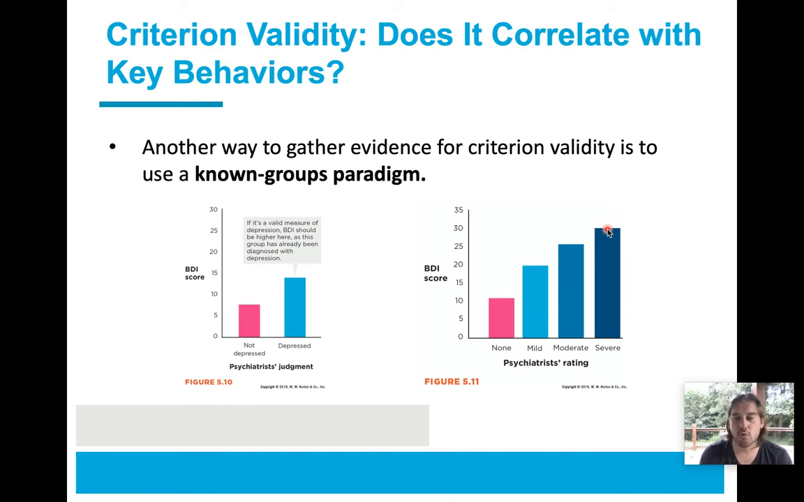So that's a known groups paradigm. I'm going out into the world and finding people who already are the thing I want to measure, and then I'm testing my new scale of measurement using them as a way of testing my tool.